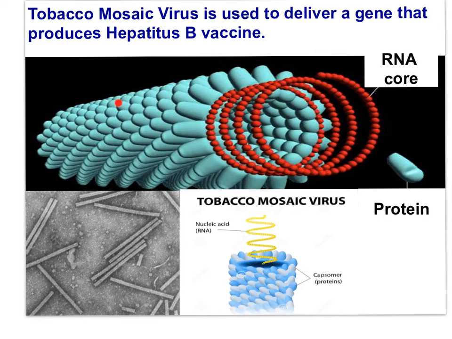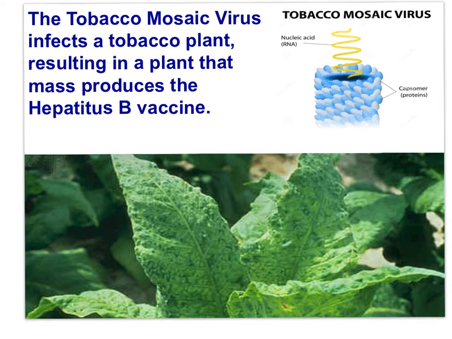The tobacco mosaic virus, seen here, has its genome modified to include a gene that produces a protein serving as a hepatitis B vaccine. The virus delivers the gene to the tobacco plant that the virus infects. The tobacco plant, seen here in the lower image, is infected with the tobacco mosaic virus. The virus delivers a gene that produces a protein that is used as a vaccine against the hepatitis B virus. The plant mass produces the hepatitis B vaccine.